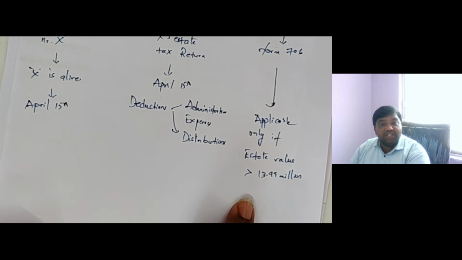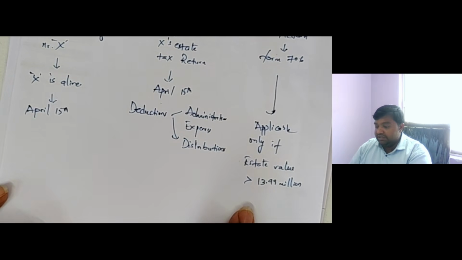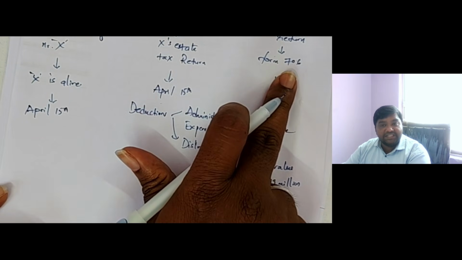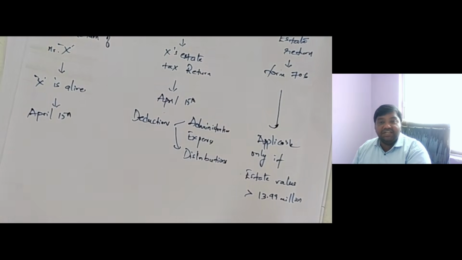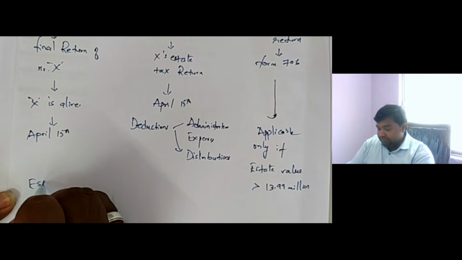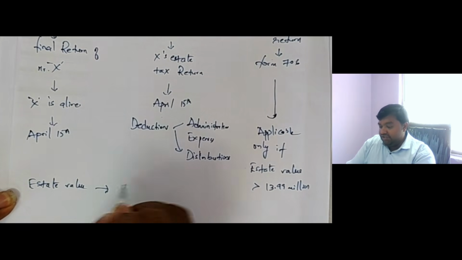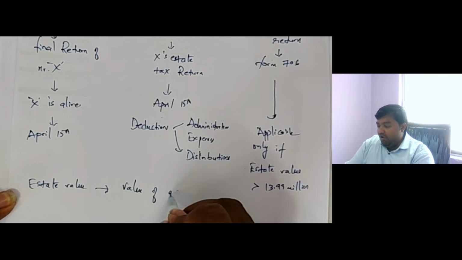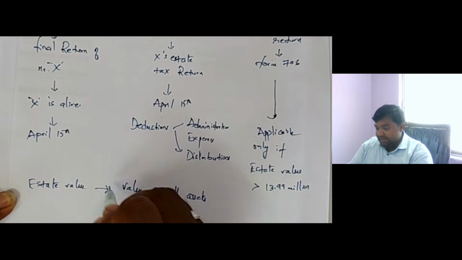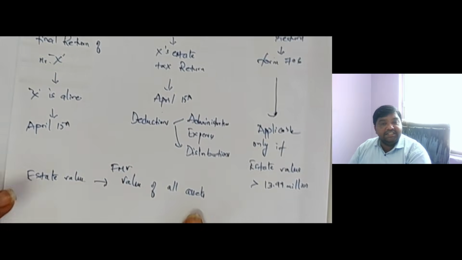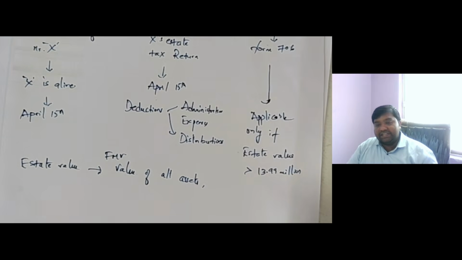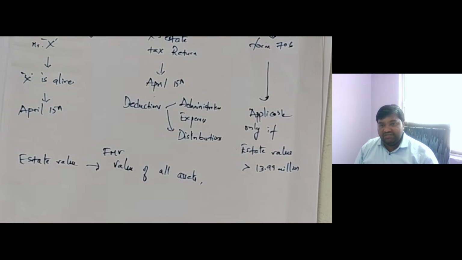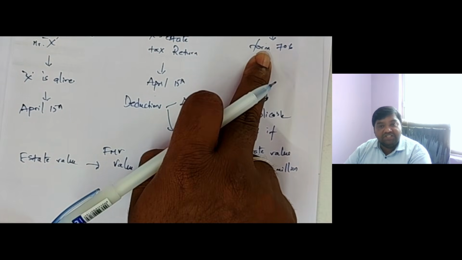Only if the estate value is more than 13.99 million is the personal representative liable to file the estate tax return, Form 706. So what will be the estate value? Estate value is the fair market value (FMV) of all the assets, movable or immovable: gold, jewelry, shares, immovable property, etc. The entire value will be treated as estate value. If that value is more than 13.99 million, then you have to file Form 706.